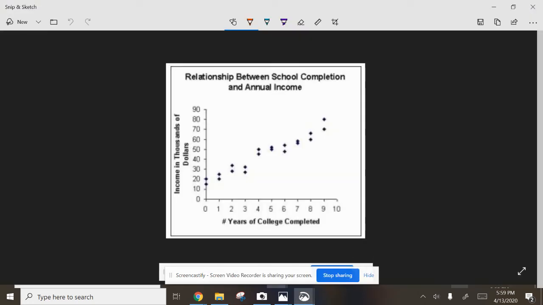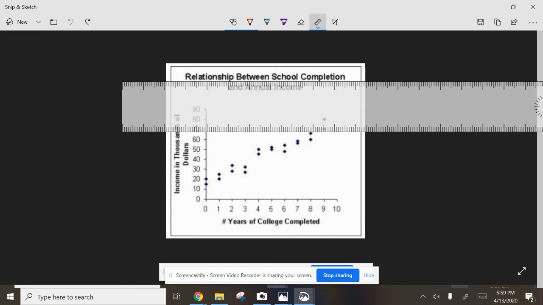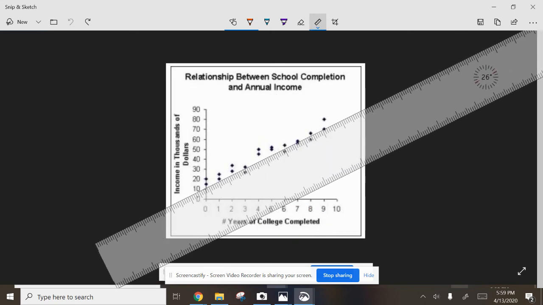All right, this will be the last one we look at. So let's look at the relationship between school completion and annual income. All right, and this is talking about the more years you have of schooling, the more money you will make. Is this a positive association? You're darn right it is.